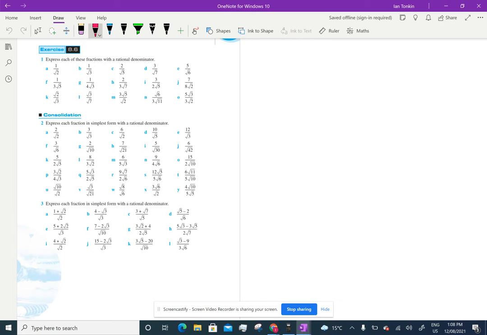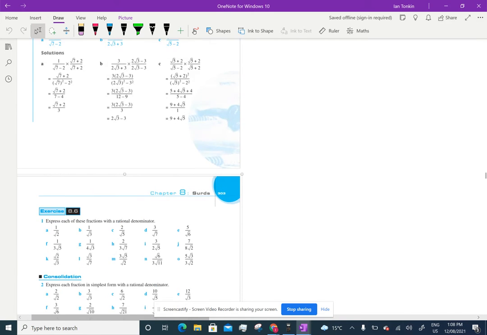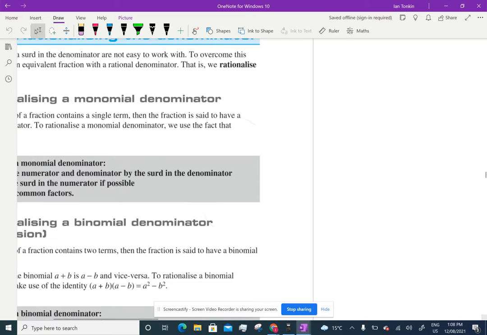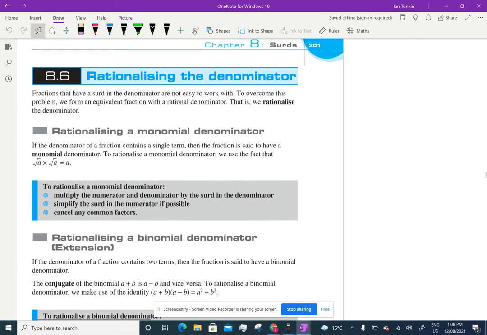Okay, Year 9, I'm going to do today rationalising the denominator. Now, before I even start with rationalising the denominator, you need to know why. And the reason why is because we need to be able to operate with fractions.